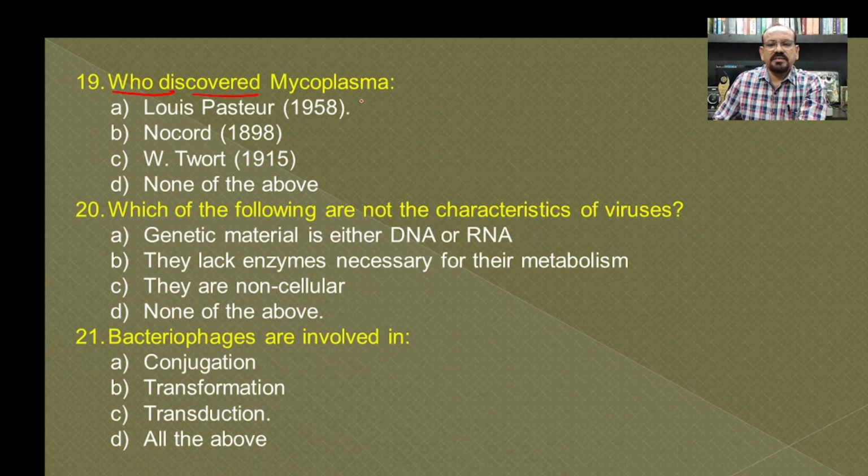Then who discovered the mycoplasma? We have to remember such type of question, that Louis Pasteur in 1958 discovered mycoplasma. Then which of the following are not the characteristics of viruses? See, not the characteristic. Genetic material is either DNA or RNA. This is the correct statement.